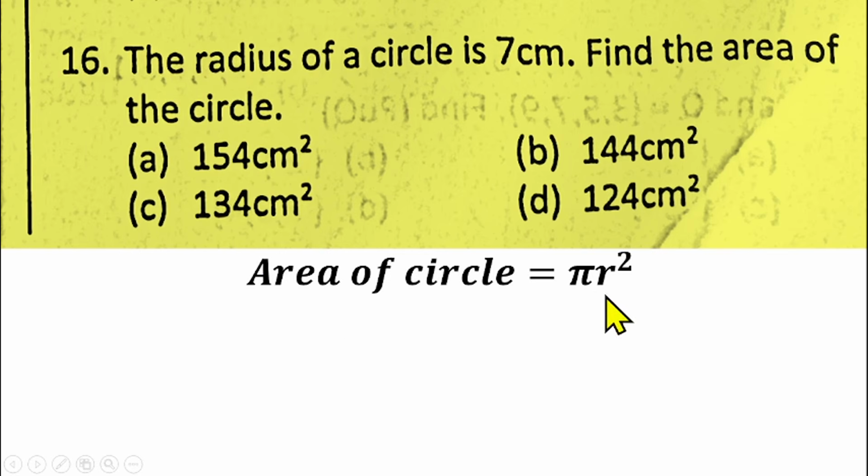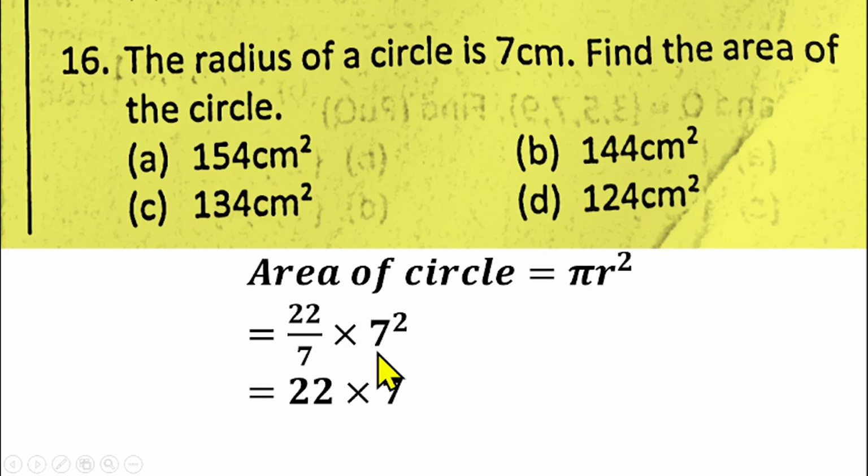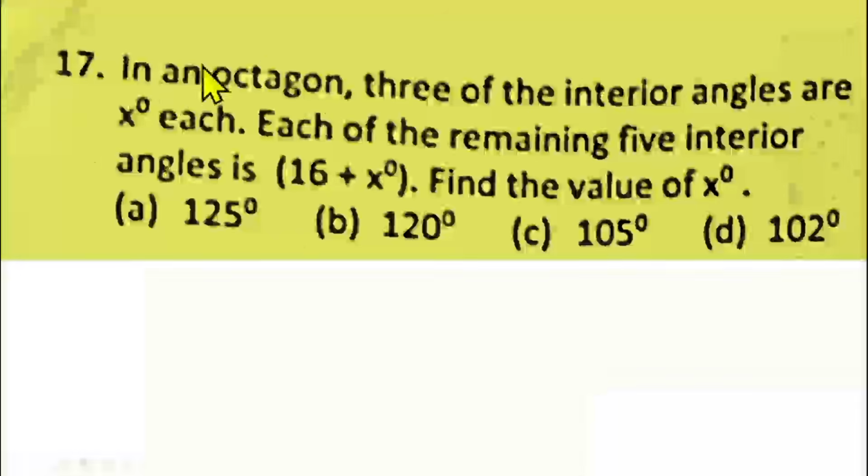So area of a circle is pi r square. Pi is 22/7 times the radius, which is 7 squared. So 7 can go into 7 squared, that gives us 7. 7 times 22 gives us 154 centimeter square, which is option A for question number 16.